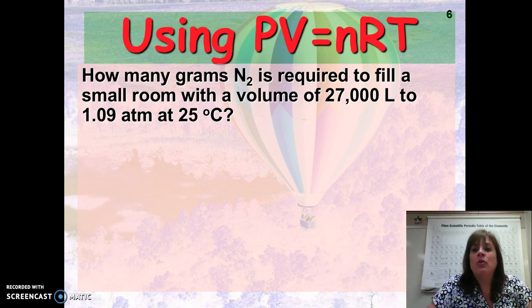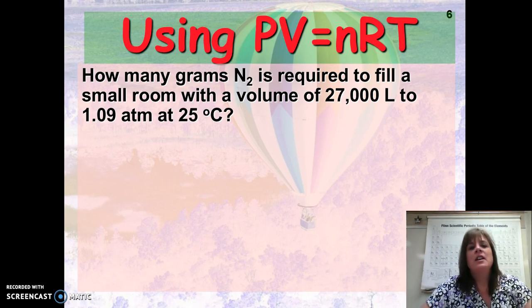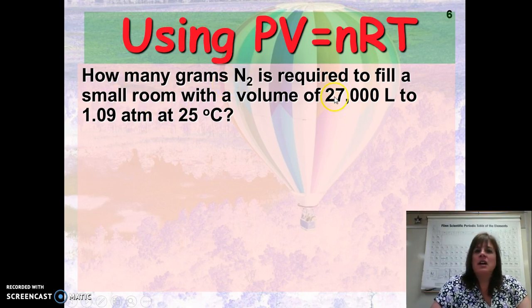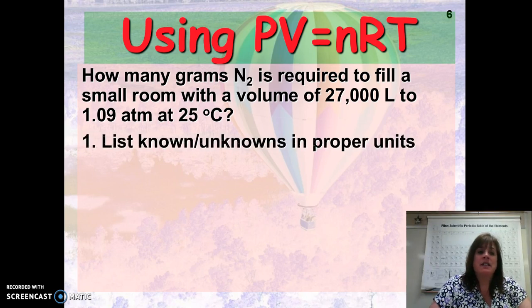All right, so let's see what that means. I want to know how many grams of nitrogen is required to fill a small room with a volume of 27,000 liters at 1.09 atmospheres and 25 degrees Celsius. All right, so what do we got? We want to know grams, so that's an amount. We have a volume in liters. Good. We have a pressure in atmospheres. We have a temperature, of course, in Celsius, because who measures in Kelvin? But we need to make it Kelvin.